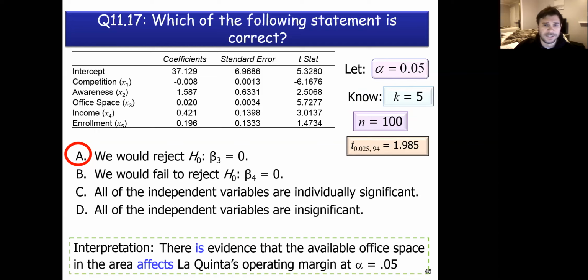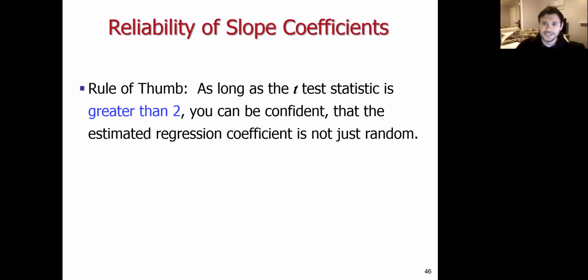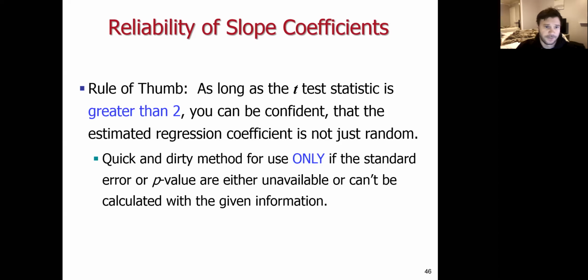So a general rule of thumb that you could apply, for example, if your statistical output is somewhat limited and you can't really see the p-values, is that if the t-statistic is larger than 2 in magnitude, then you probably have a statistically significant effect there. You can be confident that the estimated regression coefficient is not just random from your sampling error. It is statistically significant. And this quick and dirty method should only really be used if the standard error or the p-value are unavailable or can't be calculated with the given information.